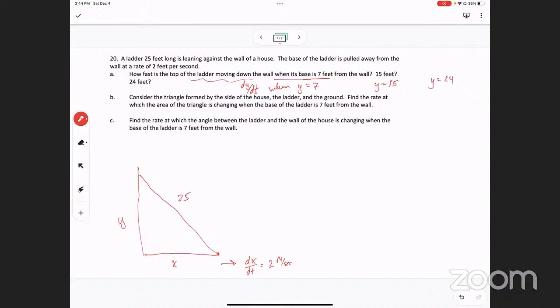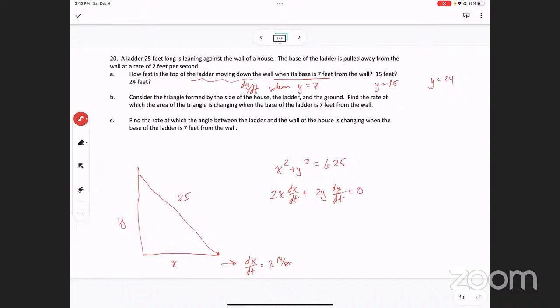So we have to come up with a relationship between x and y and 25, and that of course is x squared plus y squared equals 25 squared, right? And now we take the derivative with respect to time. So 2x dx/dt plus 2y dy/dt equals 0.